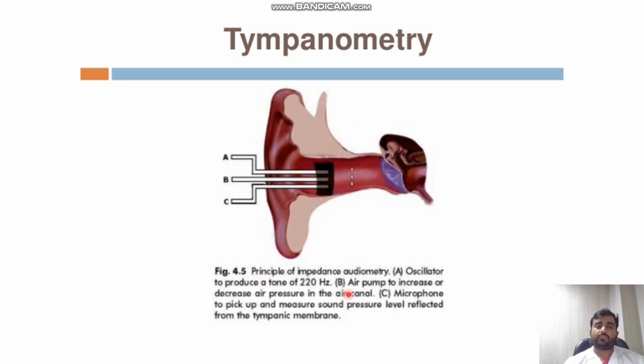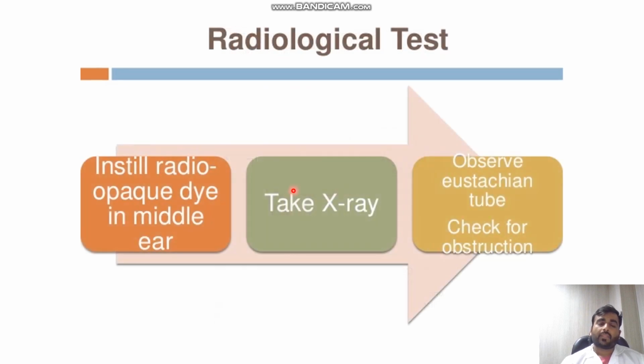Let us discuss the tympanometry test. The principle of impedance audiometry, or tympanometry, is ABC. A is the oscillator that produces a tone of 220 Hz. B is an air pump to increase or decrease the ear canal pressure. And C is a microphone that picks up and measures the sound pressure level reflected from the tympanic membrane. Now the radiological test: a radio-opaque dye is instilled into the middle ear, an X-ray is taken, and the eustachian tube is checked for obstruction.